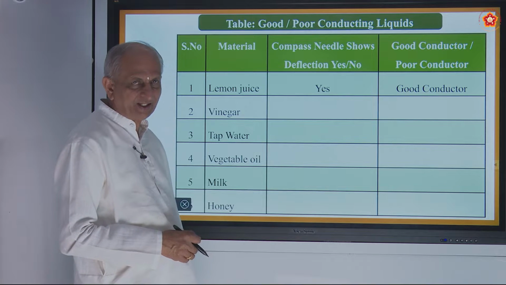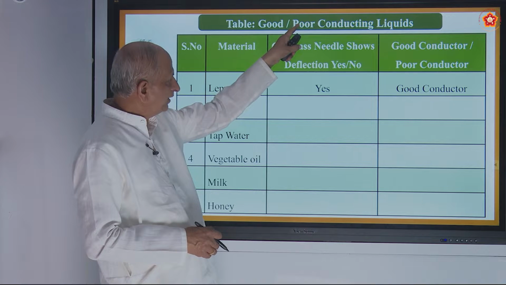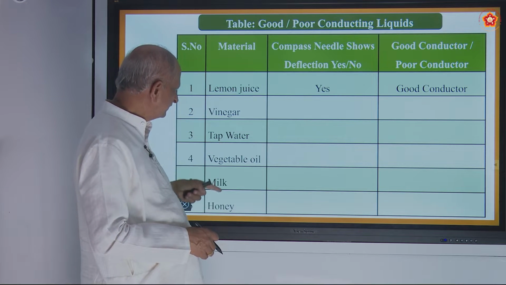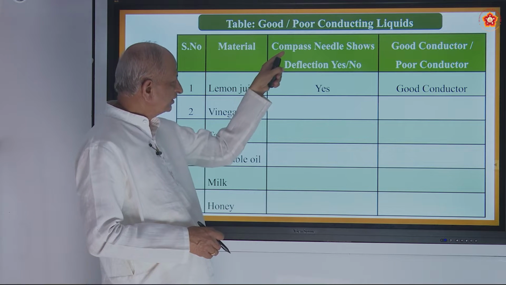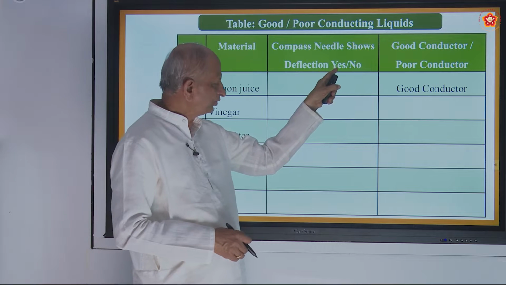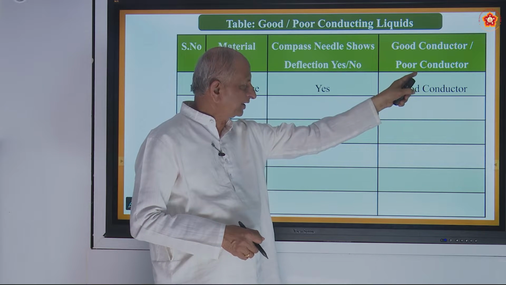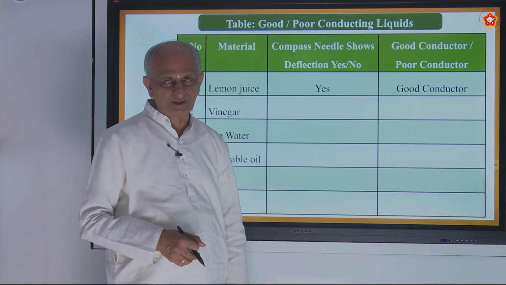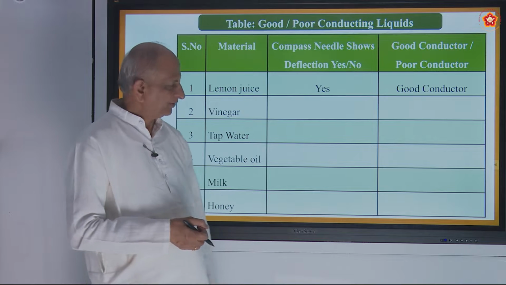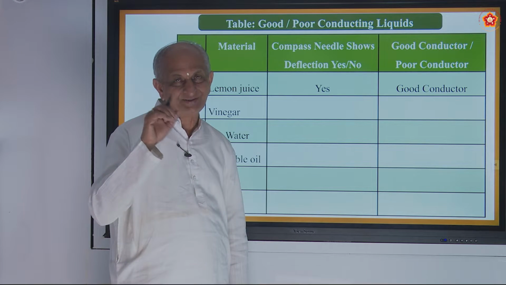Now we will make a list of which are good conductor and poor conductor liquids. So this is a list of materials. This compass needle shows the deflection, whether it shows or not, yes or no. And hence the conclusion, good conductor, poor conductor. Okay, come on, try to fill it up. First is lemon juice. You can do an experiment and check yourself.